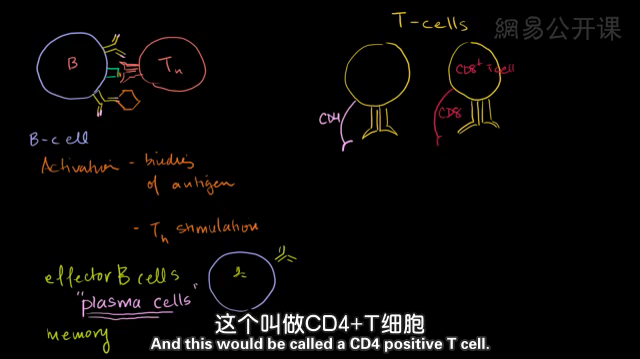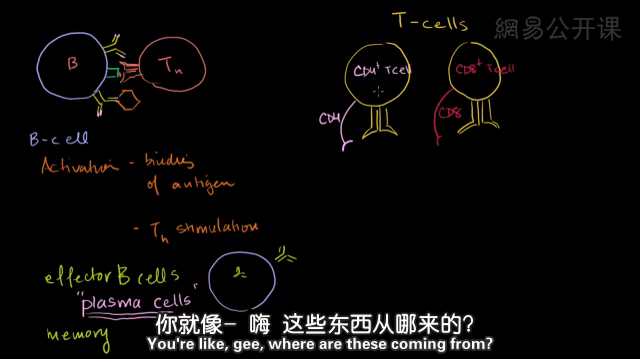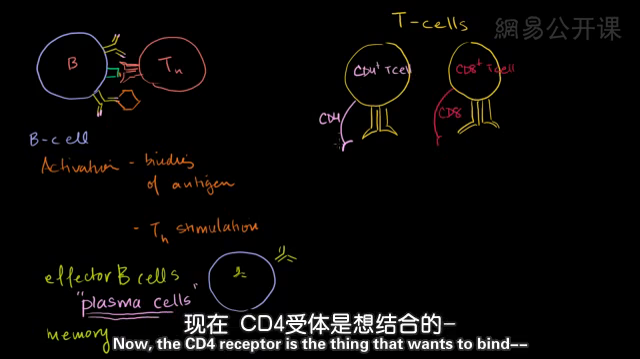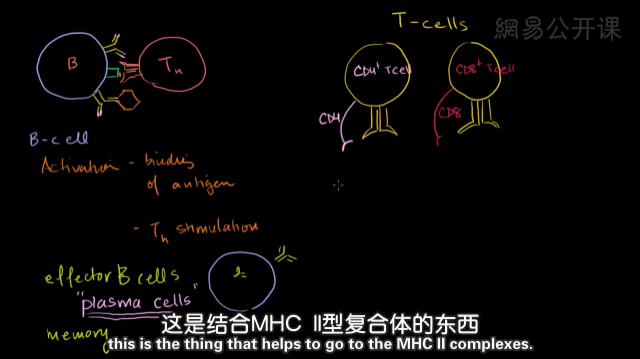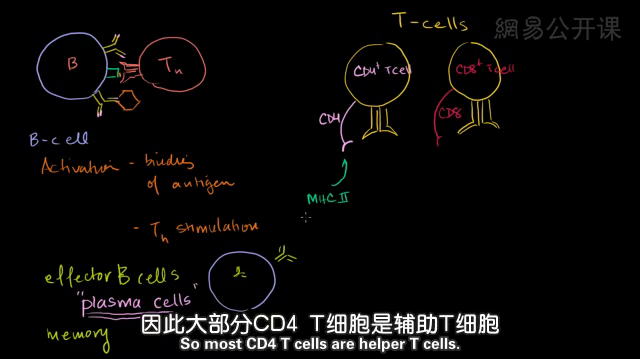And this would be called a CD4 positive T cell. I've never used these words before. You're like, gee, where are these coming from? Now, the CD4 receptor is the thing that wants to bind. This is the thing that helps to go to the MHC2 complexes. So most CD4 T cells are helper T cells.